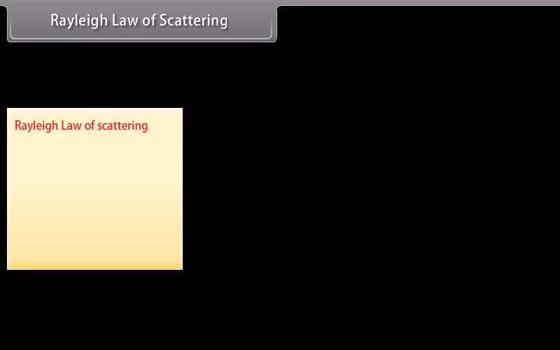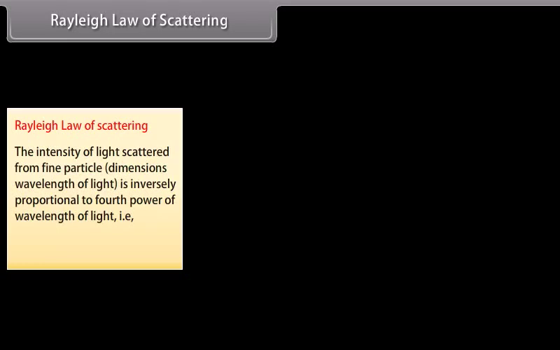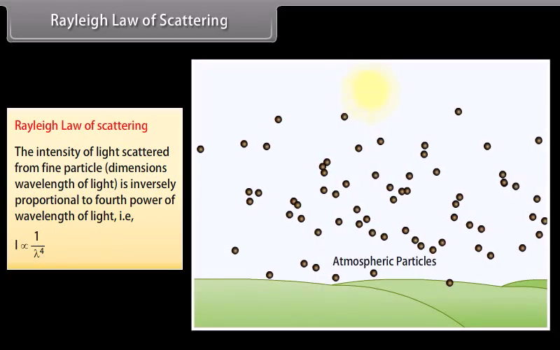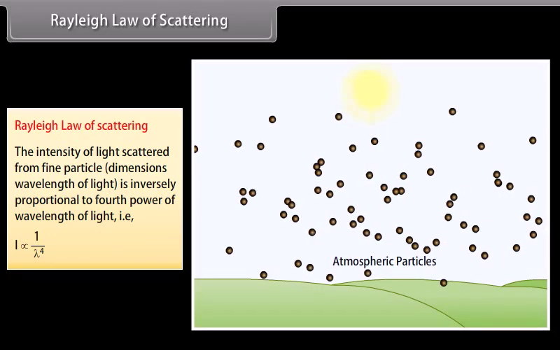Rayleigh law of scattering. The intensity of light scattered from fine particles, with dimensions smaller than the wavelength of light, is inversely proportional to the 4th power of the wavelength of light. That is why we see a blue sky most of the time.